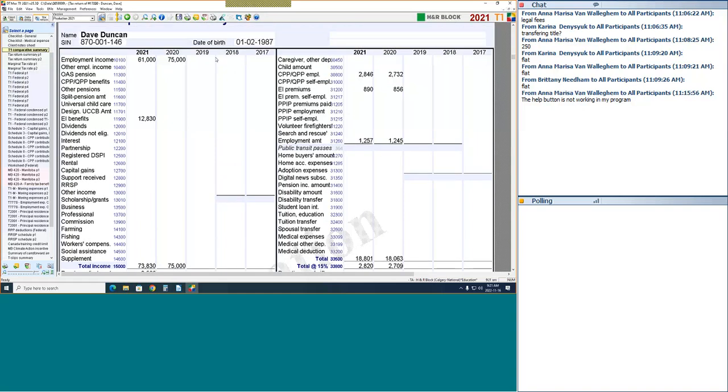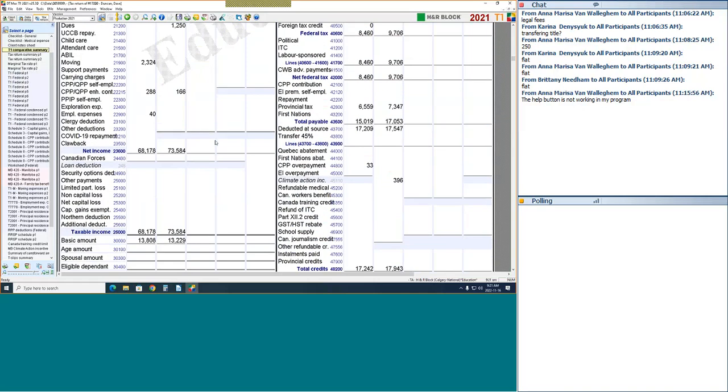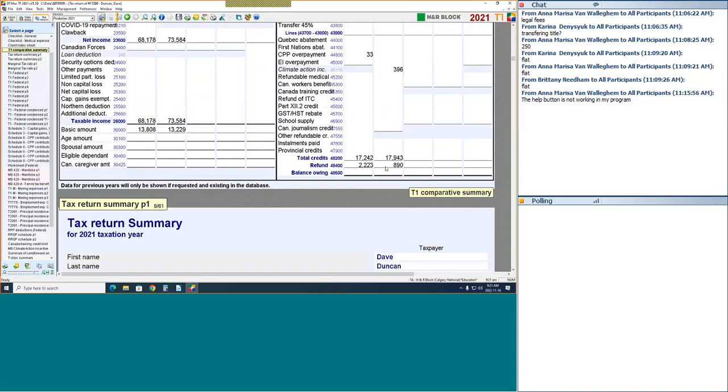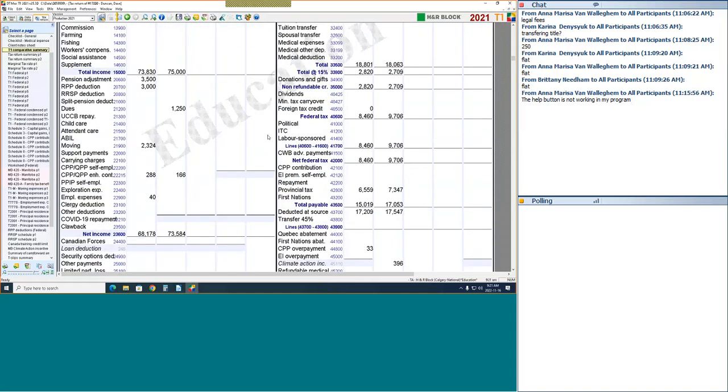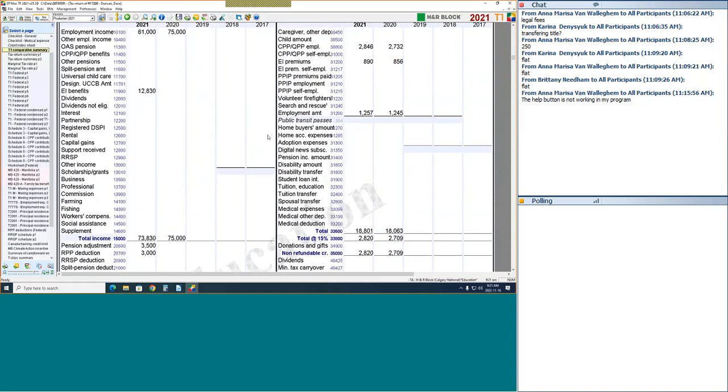And I can also compare, so I can say, what did he get the year before? The year before he got not a very large refund, and a portion of that came from climate action incentive. The year after that, he got a much larger refund, and I can see why he got a larger refund as well. So this will be something that is true every time you do multiple returns. Super, super useful.